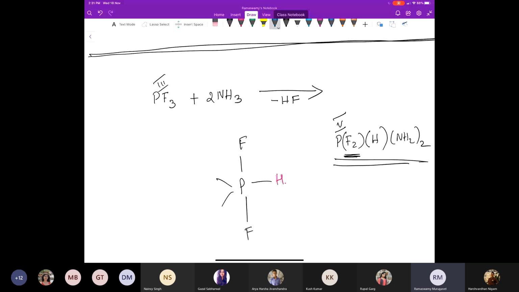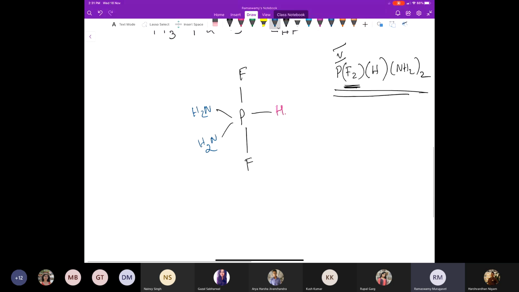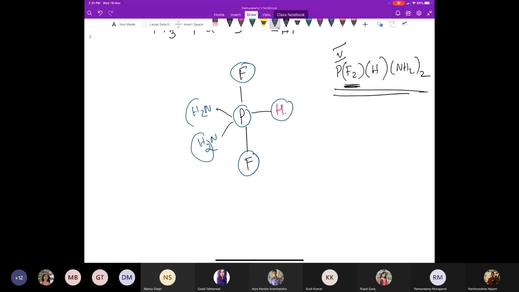And there are two NH2 groups in the equatorial position. If you look at this particular molecule, it's a very interesting system. All the nuclei in this molecule are I is equal to half systems. I have 4 plus 1, 5 hydrogens, 2 fluorines, and 1 phosphorus.